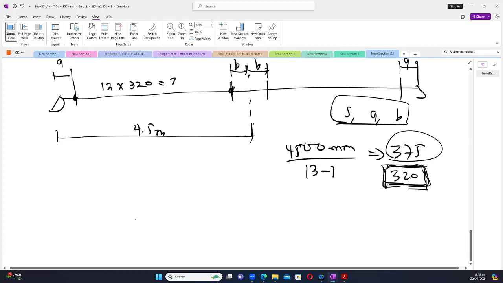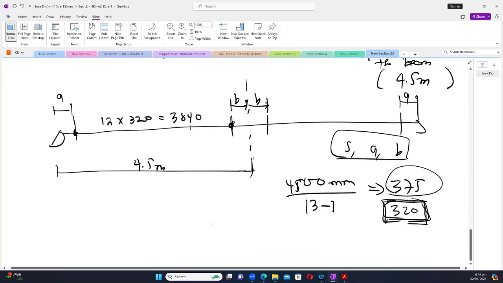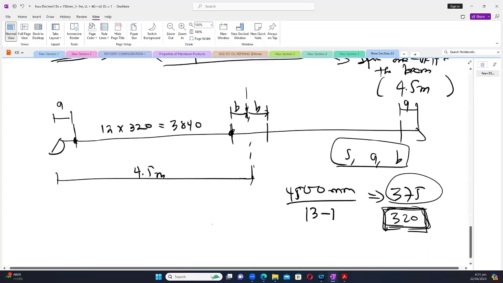3840. And if we choose 320, usually this B here is half of the spacing. So this B will be half, which is 160. This is also another one, 160. So B now is what? Usually it's half. You should know this by now if you're solving a lot of questions.